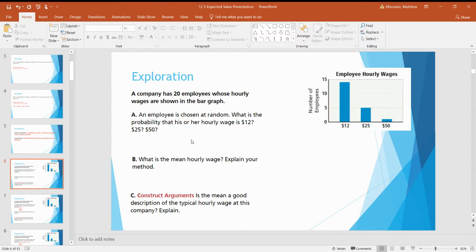I'm going to write a probability distribution here. We're going to find the mean hourly wage. And then we'll discuss, is the mean a good way to figure out the typical hourly wage? So go ahead, answer these 3 questions, pause the video, think about what do we remember about mean, what's the probability of each event happening, and then part C is really come up with your argument of, is the mean an okay measure of center or not?